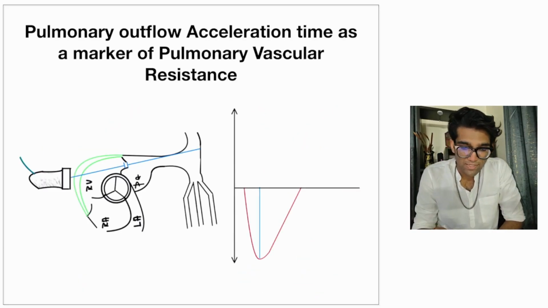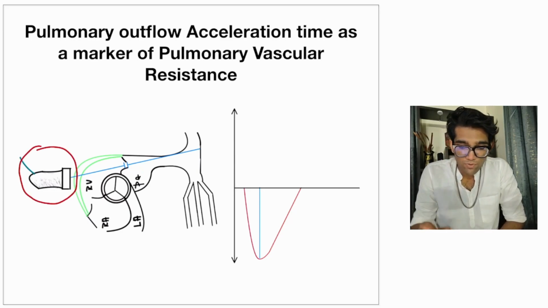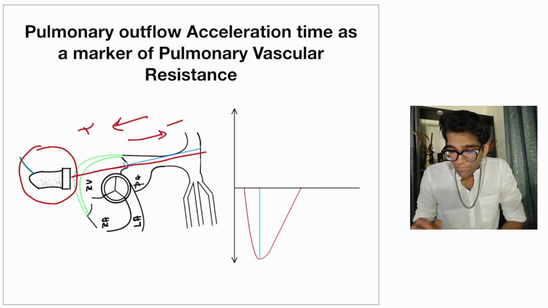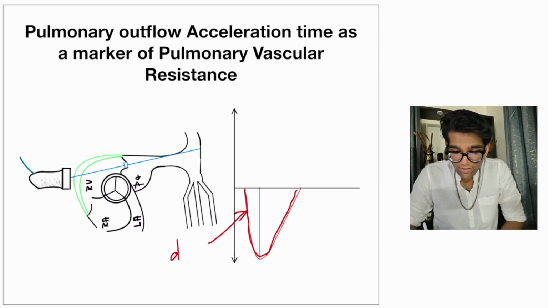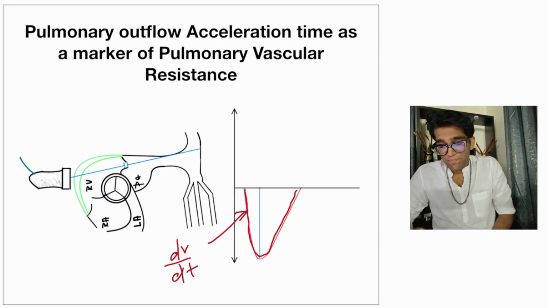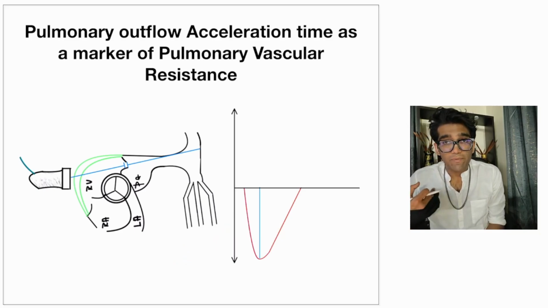So we placed a probe in the parasternal short axis view, high parasternal short axis view. This is the line of interest. Flow away from the probe would be negative and flow towards the probe would be positive. So during pulmonary ejection, blood flows from the right ventricle to the pulmonary artery. Because of that, there is a negative flow, and this is the slope. This slope is actually the dV by dt, or the acceleration. So what happens if the afterload is increased or the pulmonary artery pressure increases?